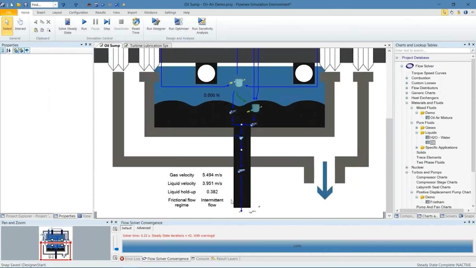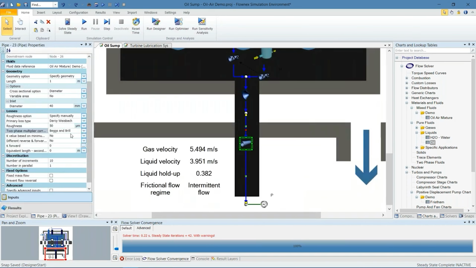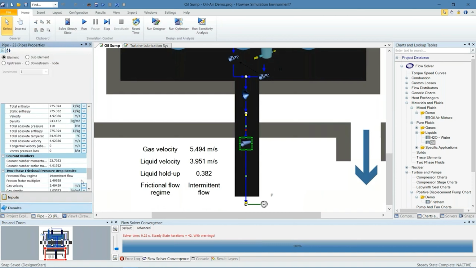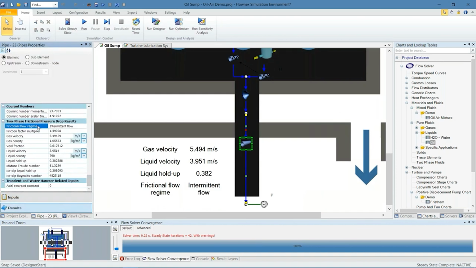Okay, if we look at the pipe components, I mentioned we have this new Beggs and Brill correlation. With that, we can see additional results. So we'll see the flow regime that's predicted. If you remember from earlier, there was that flow map determined between the Froude number and no-slip liquid holdup. Using those two values, we determine the flow regime. In this case, it's intermittent flow.